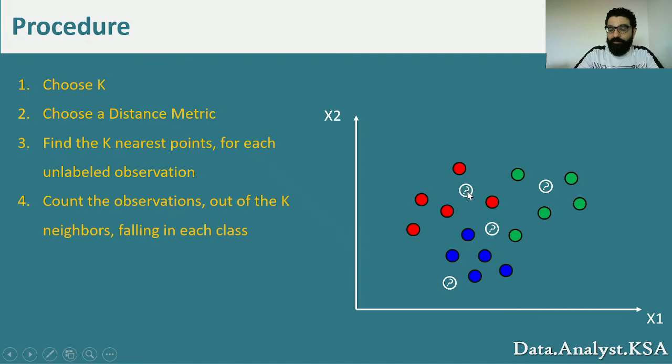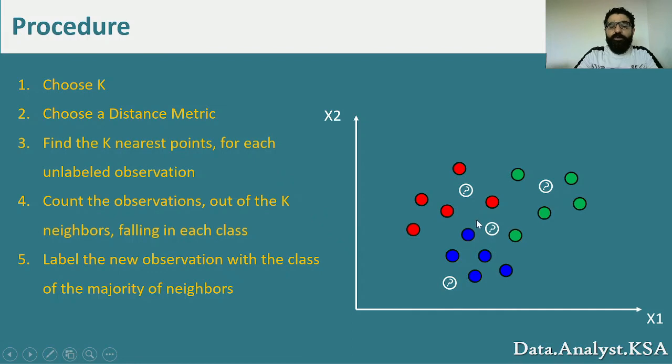So, for example, we will see that the closest points, if we are talking about 5 nearest neighbors, will be 4 green and 1 red for this point. It will be 3 blue, 1 green and 1 red for this point, and so on. So we will count how many points are represented by each class from the k nearest neighbors.